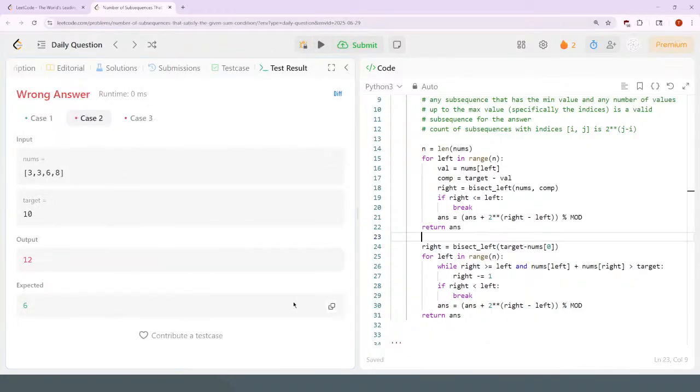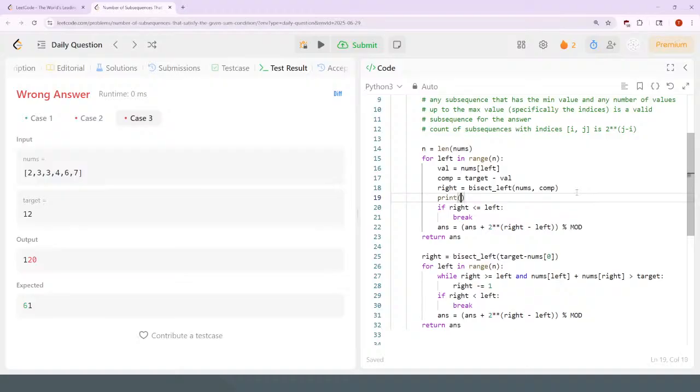Works for one of the cases, does not work for the other cases. Huh. Answer is too big. Let's see, 2. Alright, let's go and just do some printouts here. Print the value, print the comp, print the left, print the right.